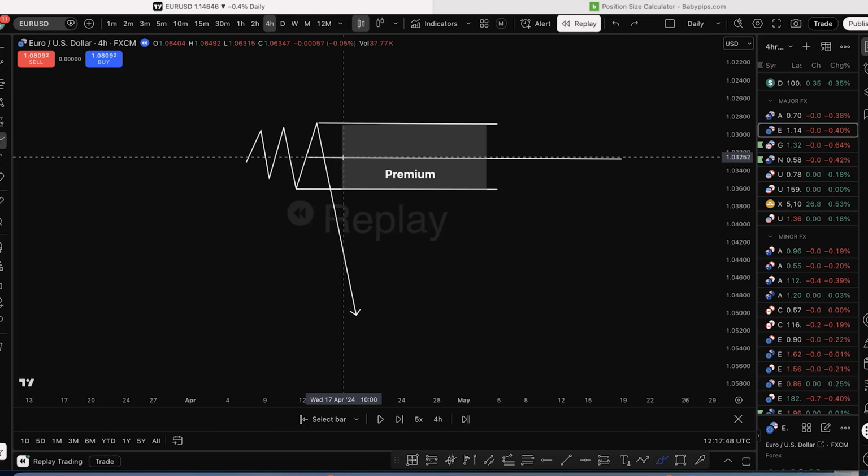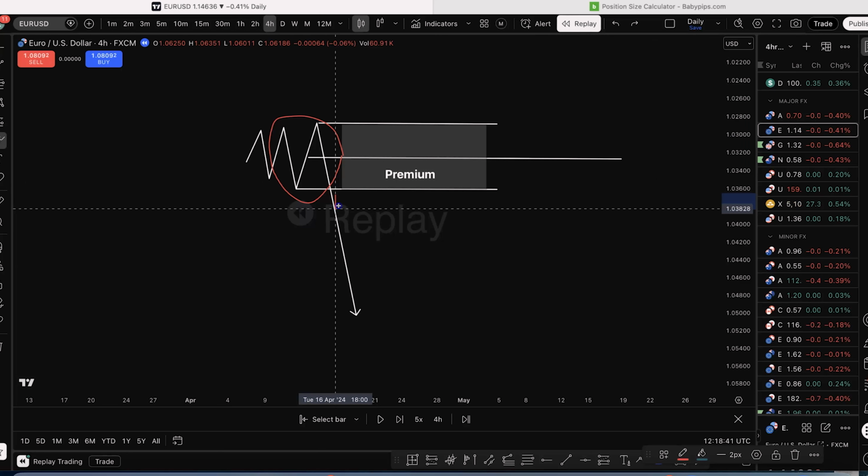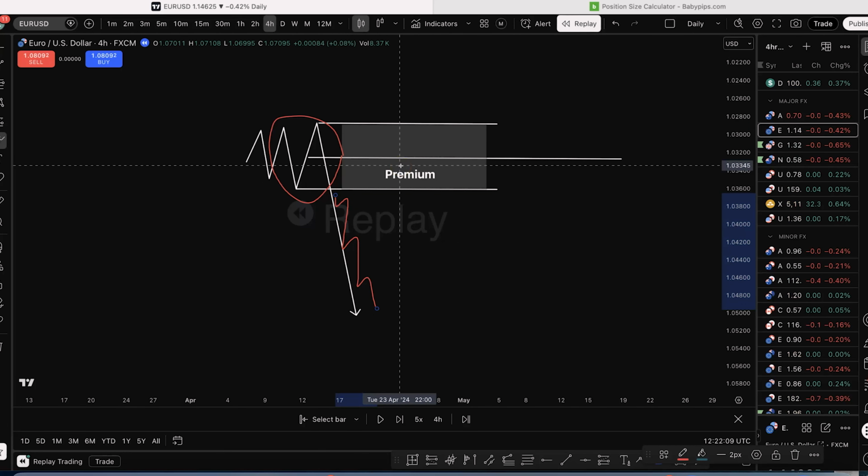So if the market gets too high, traders will start selling and taking profits, or short selling the market, expecting it to go down. And the fact that we've seen the market consolidate and then sell previously tells us that this is one of those premium price areas.